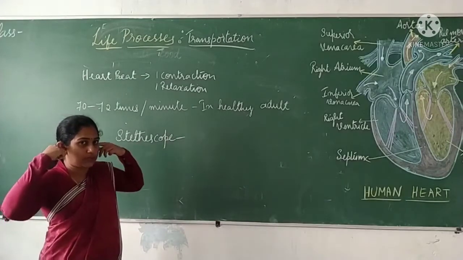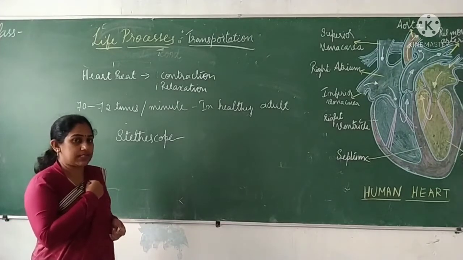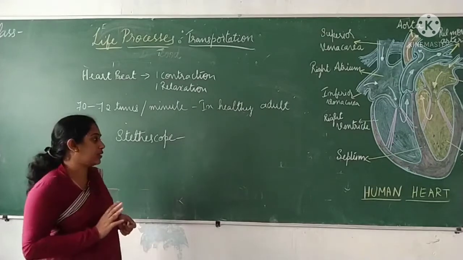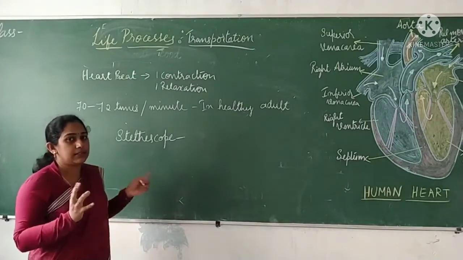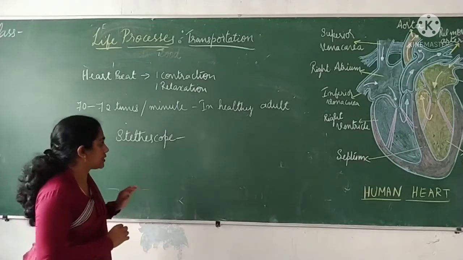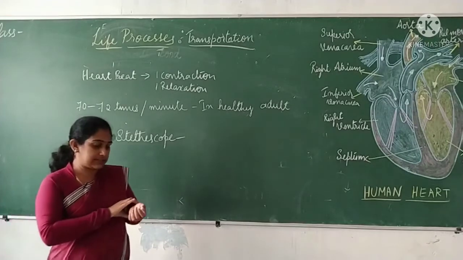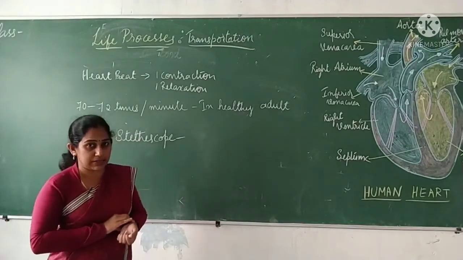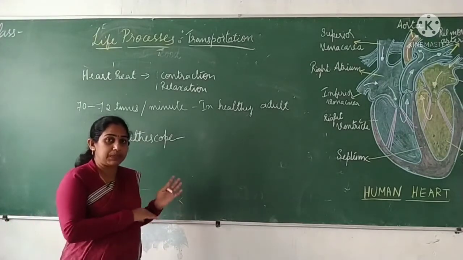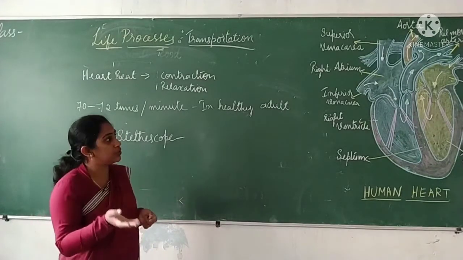They put something into their ear and place the chest piece on the chest region so that they can hear the heart beating sound, by which they count the number of heartbeats. Another method to measure the heartbeat is by holding your wrist, right? In the wrist region, they take the pulse rate. So what is the difference between the heartbeat and pulse rate? The heart is pumping out the blood into the artery.